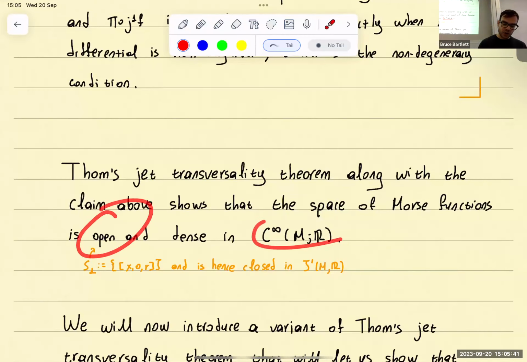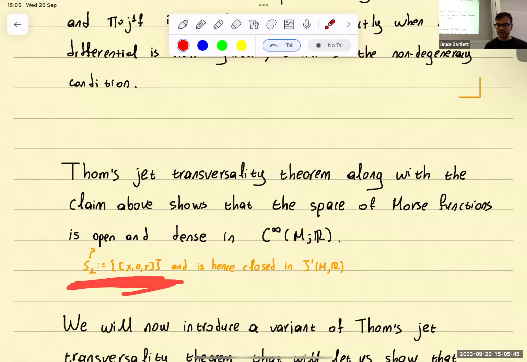And I should say, for open, just see that S1, the way we defined it, is a closed submanifold of J1, and so we get the open and dense part of the transversality theorem.